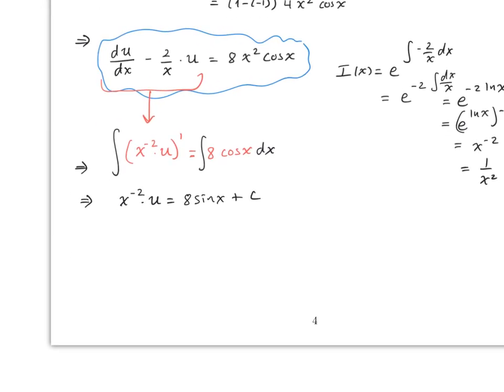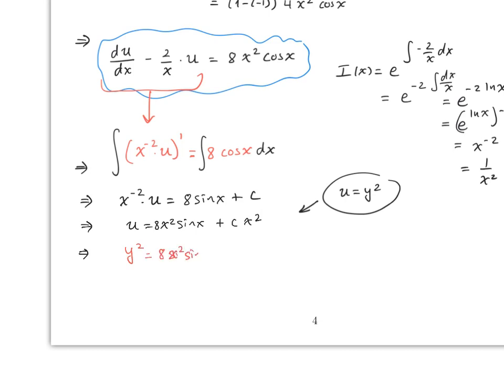All right, now if we solve for u, that means that u is equal to x squared or a x squared sine of x plus c x squared. But remember that u was equal to y squared. So therefore we have y squared is equal to a x squared sine of x plus c x squared.